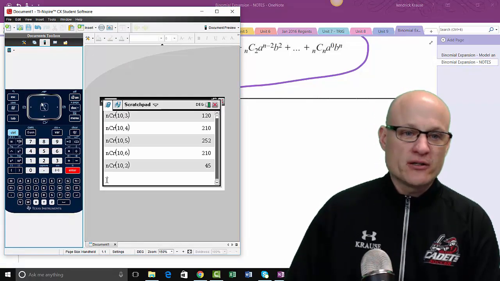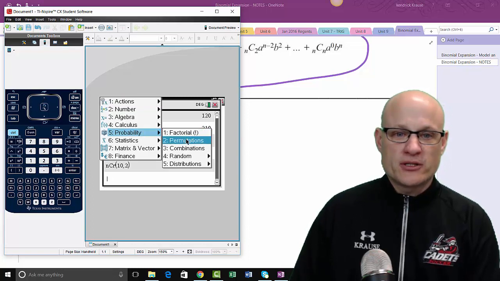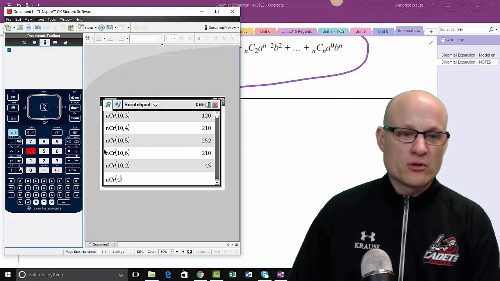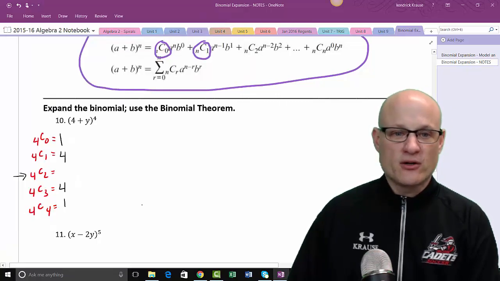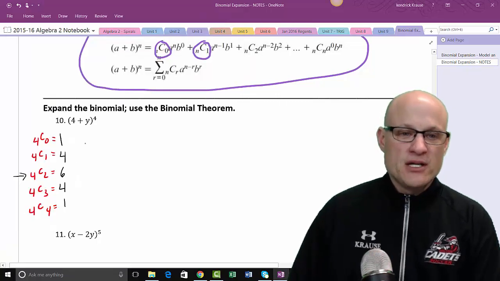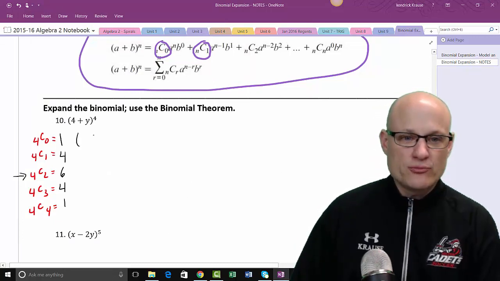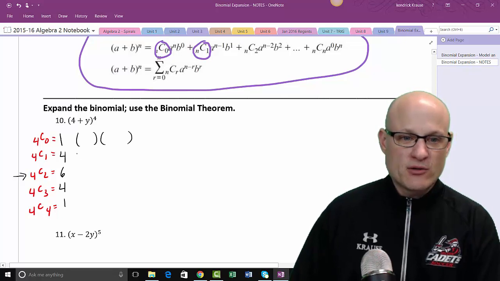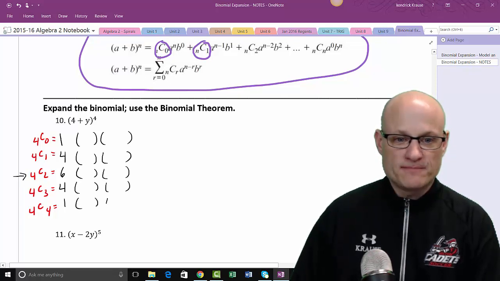So I come over here, I hit the up arrow, menu, probability, combinations, 4, comma, 2, enter, 6. Oh, it's 6. Okay. And I'm not even going to write all this out yet. I'm going to put the numbers here. I'm going to put my parentheses here. I won't write it all out. I'll show you in a second what I want. So we're going to do it this way from now on.